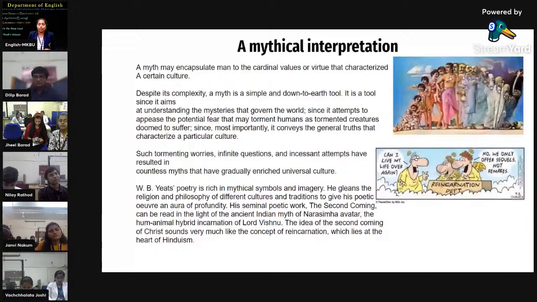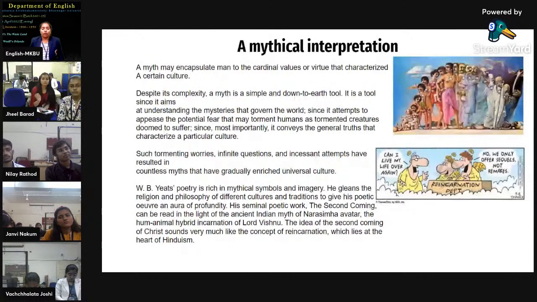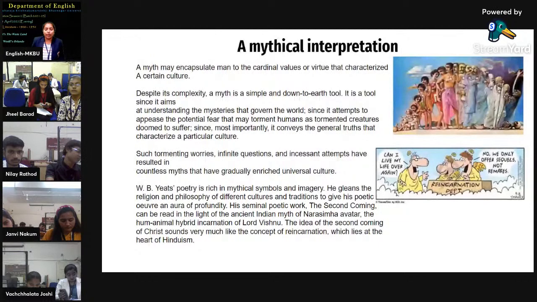W.B. Yeats' poetry is rich in mythical symbols and imagery. He gleaned from religions and philosophies of different cultures and traditions to give his poetry an aura of profundity. His seminal poetic work, The Second Coming, can be read in the light of the ancient Indian myth of the Narsimha Avatar, the human-animal hybrid incarnation of Lord Vishnu. The idea of the second coming of Christ sounds very like the concept of reincarnation, and these are two images of reincarnation, and there is one interesting cartoon image I want you all to see and read.